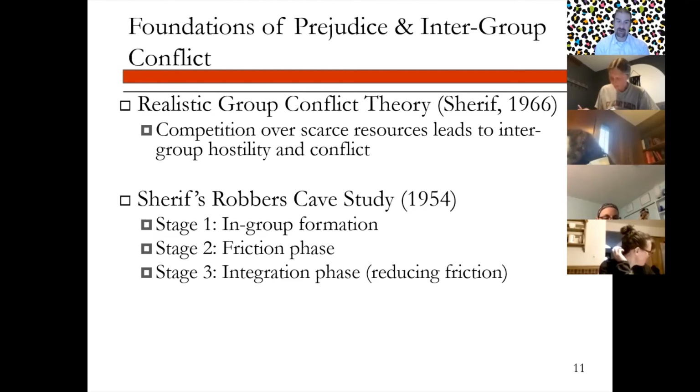Partway through the experiment, they made each group aware of the other. Up until this moment, the two groups didn't know about each other. When the friction phase occurs, they started to have limited resources. They had a baseball diamond, and the two groups played each other for rights to the baseball diamond.